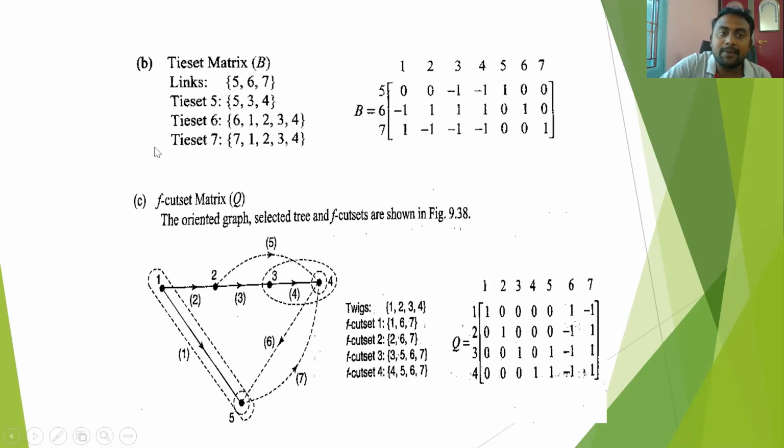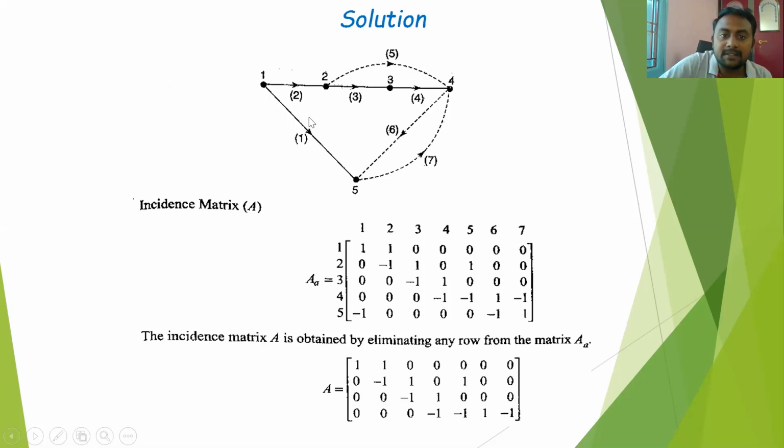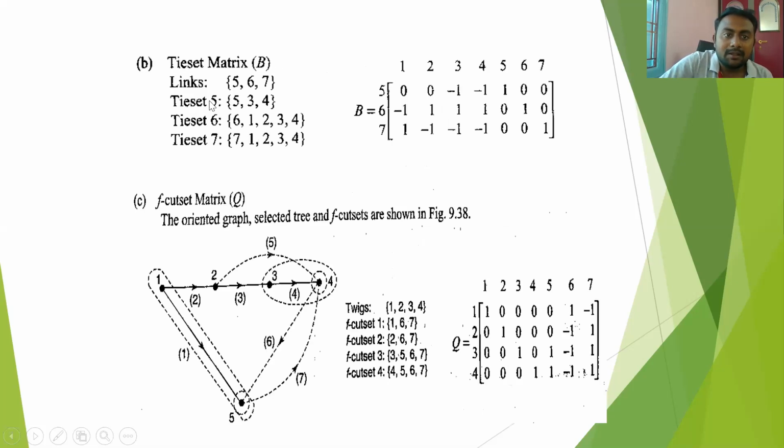Similarly, I am writing the tie set matrix, which means we have to consider the loops. We have 3 different loops: 1 2 3 4 6 is the first loop, 1 2 3 4 7 is the second loop, and 3 4 5 is the third loop.